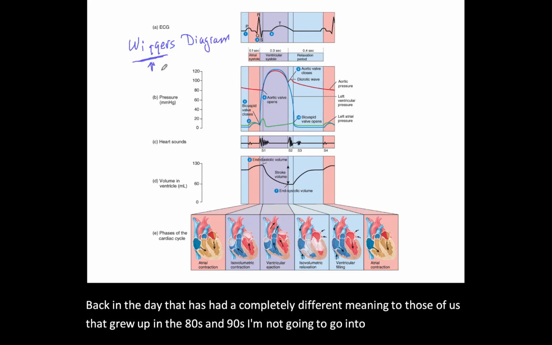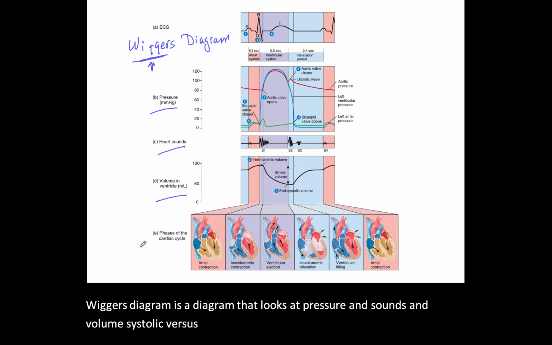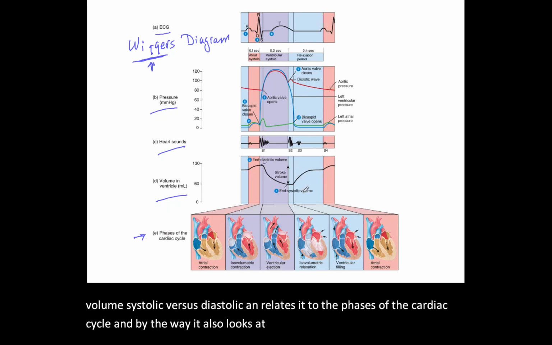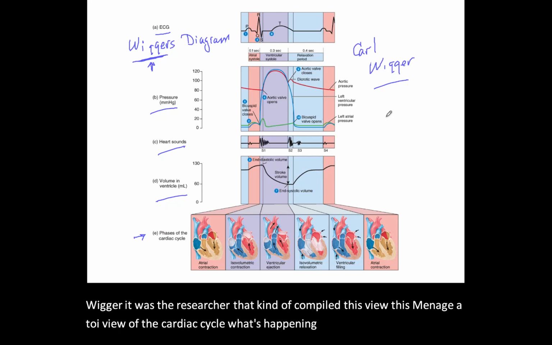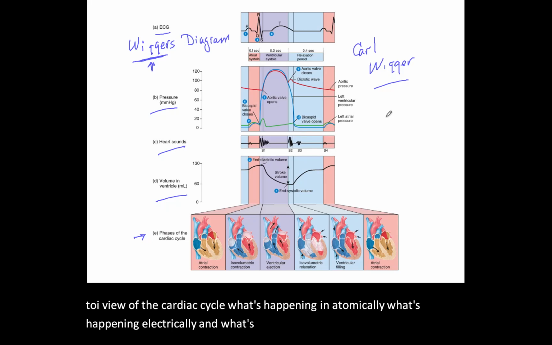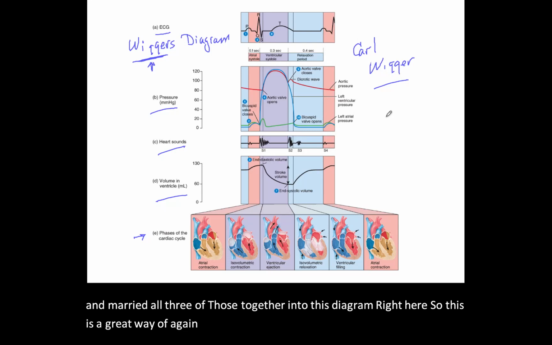diagram. Right. A Wiggers diagram looks at pressure and sounds and volume, systolic versus diastolic, and relates it to the phases of the cardiac cycle. And by the way, it also looks at the EKG. Carl Wiggers was the researcher that compiled this three-way view of the cardiac cycle: what's happening anatomically, what's happening electrically, and what's happening pressure-wise, the fluid mechanics, and married all three of those together into this diagram right here. So this is a great way of summarizing all of that material.